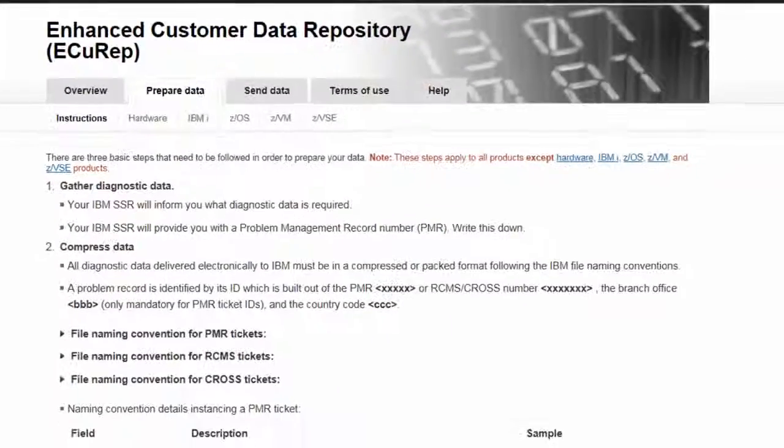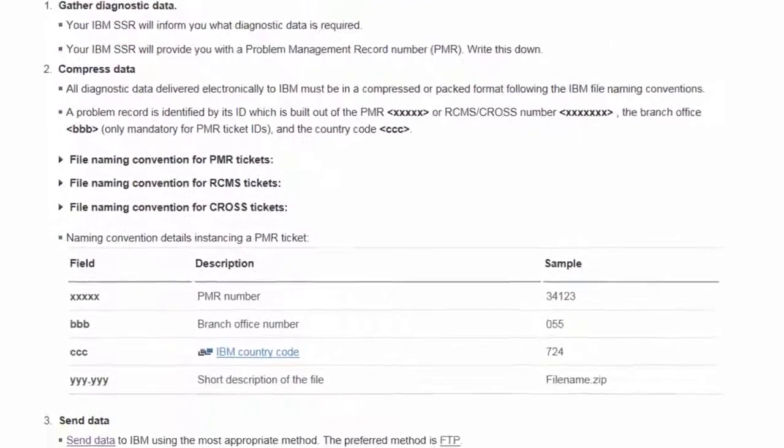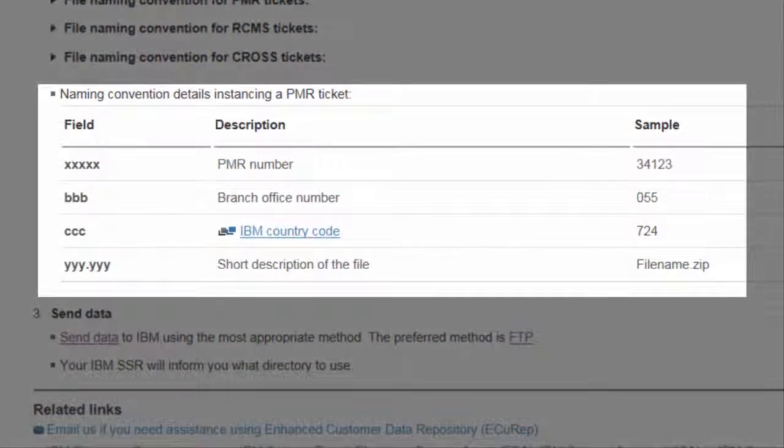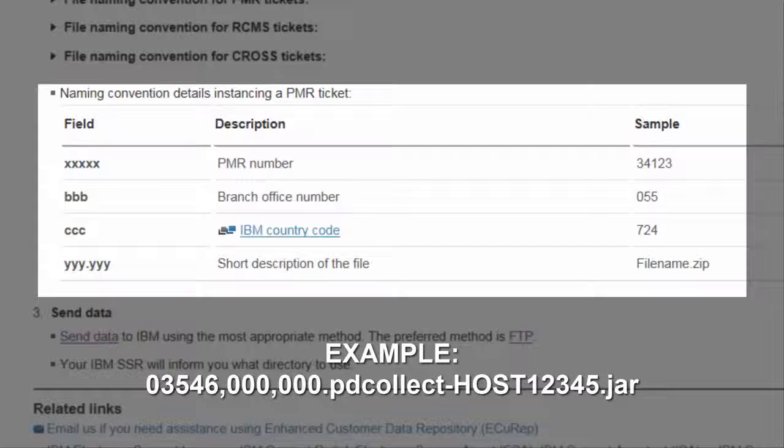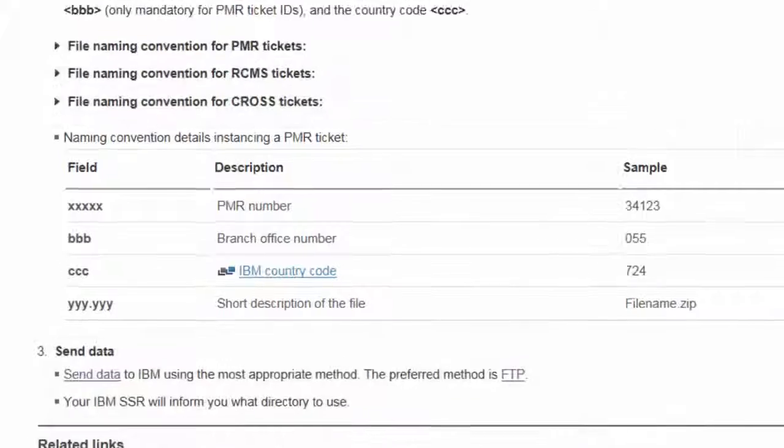You need to ensure you're following the name convention detailed here, that being PMR number, branch code, and country code. You will also need a short description of the file. It is important to make sure that you add the correct PMR number as this will route your files to the correct PMR on upload. An example of a naming convention can be seen here. This contains PMR number and a PD collect file tagged with host name.